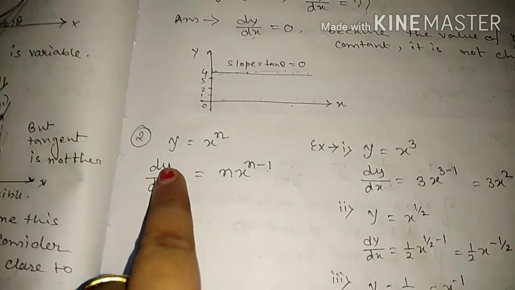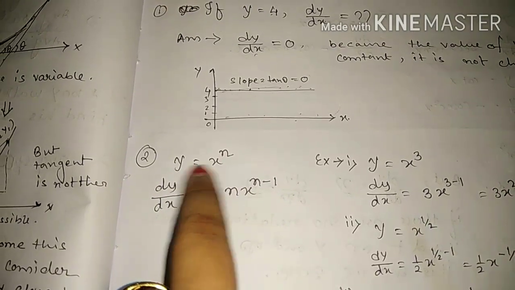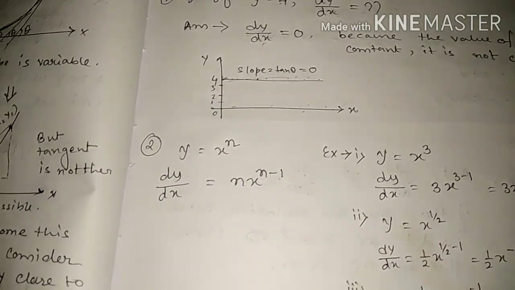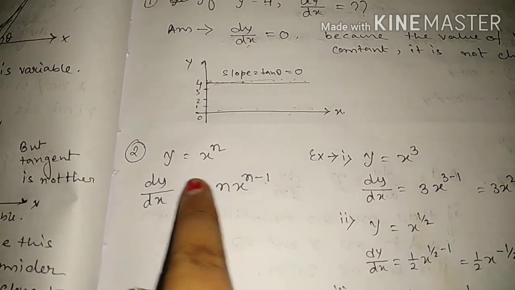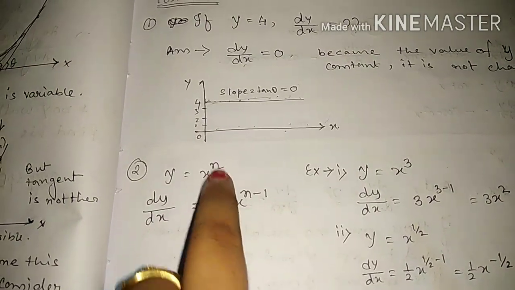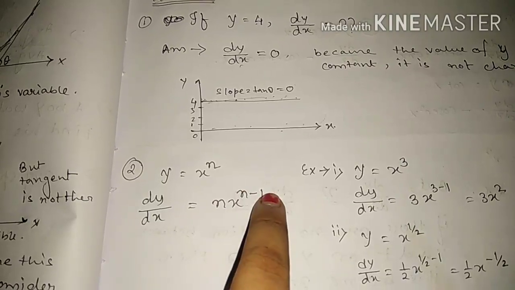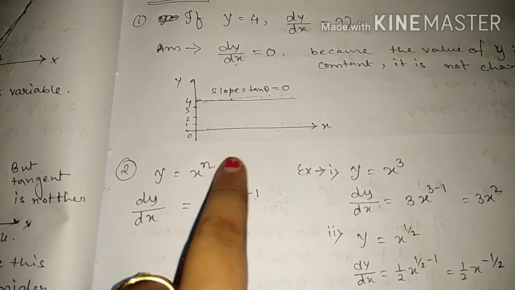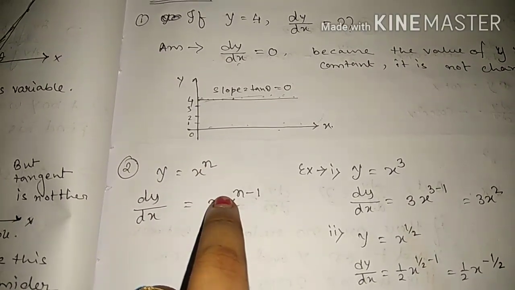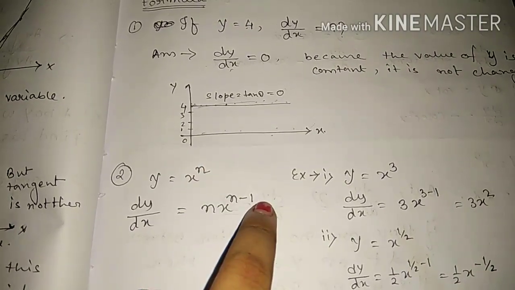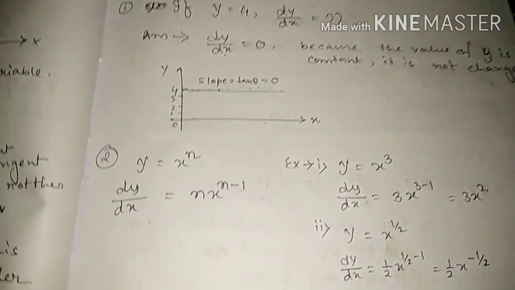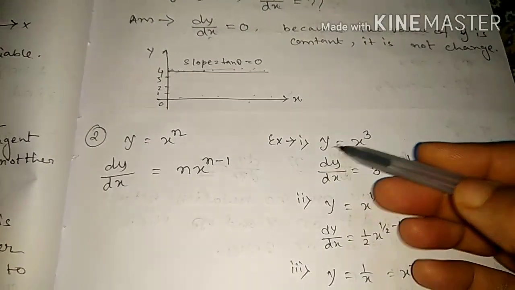Now the second one. If the function is y equals x to the power n, then what is the value of dy by dx? This is a formula: the power is written at front, then x to the power n minus 1. Whatever the power, first you write it at front, then x to the power decreased by 1. For example, suppose y equals x cube.